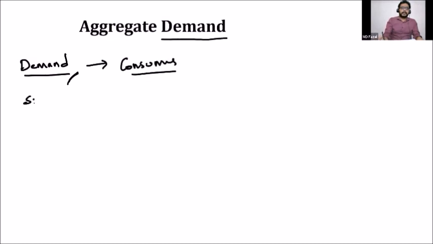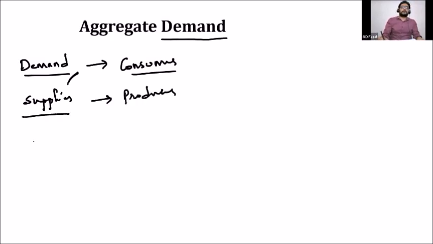Aggregate demand. Now, what is aggregate demand? Let me brief you. Who demands? Demand is made by whom? Demand is made by the consumer. Supply. Who supplies? Supplies are done by the producer.